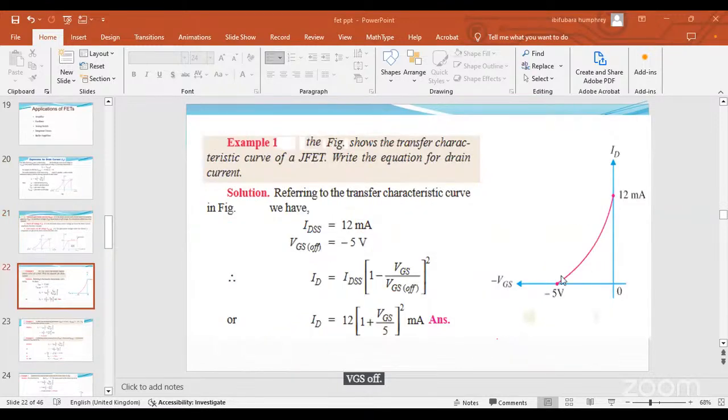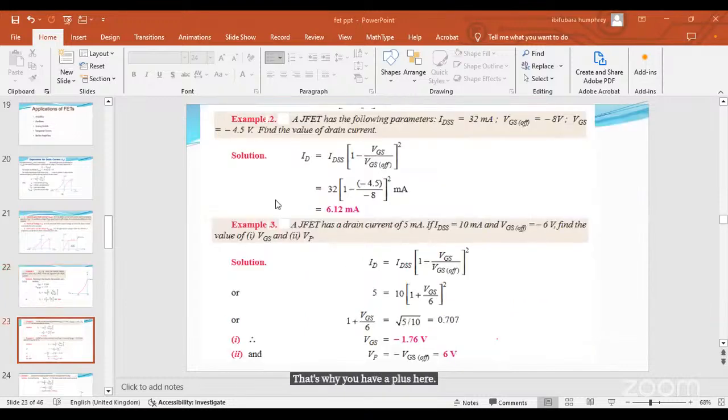So if we're able to identify that this is IDSS, this is VGS off, and substitute that into this equation, we have ID is 12 in bracket 1 plus VGS over VGS off, which is minus 5. So we have a minus here, and VGS is minus. Minus times minus will give us a plus. That's why you have a plus here.